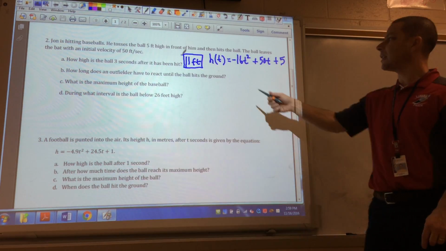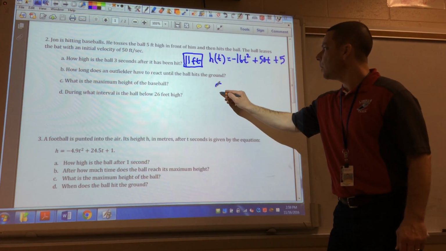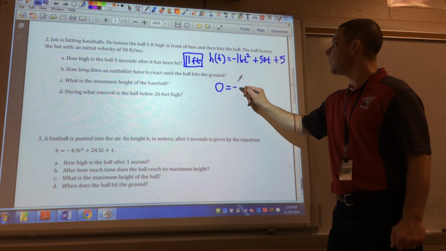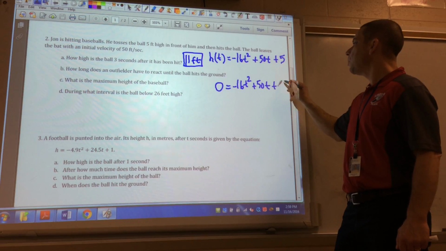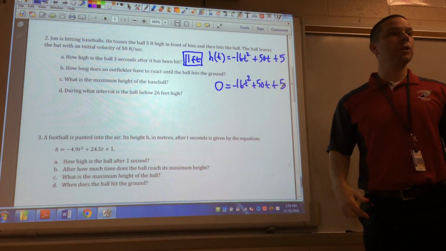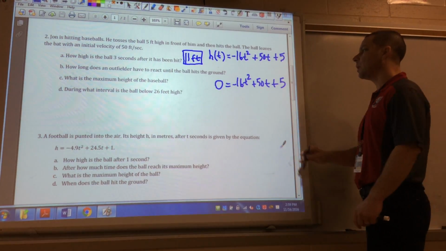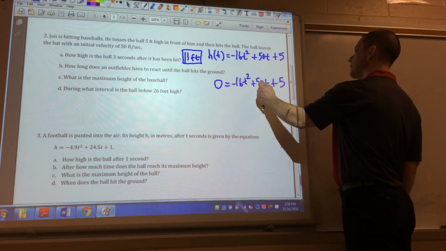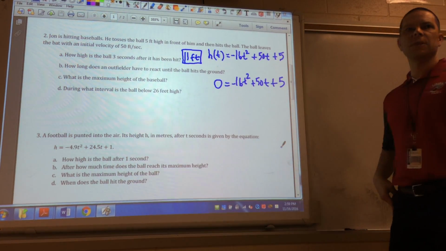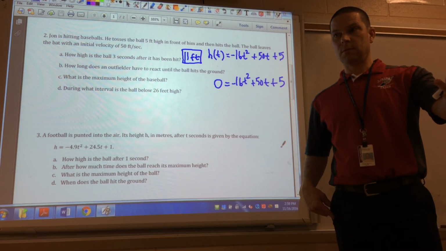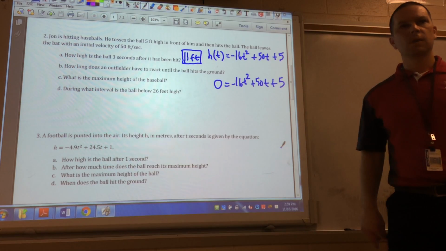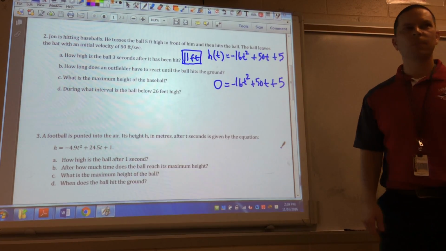So what we need to do is set the height equal to 0. So we would have 0 equals negative 16t squared plus 50t plus 5. Now, I would always try factoring, but you can pretty quickly see that there's nothing that's going to go into 16, 50, and 5. So that leads us to the good old... Diamond method. No, that's for factoring. Just kidding. Quadratic formula. Yeah.